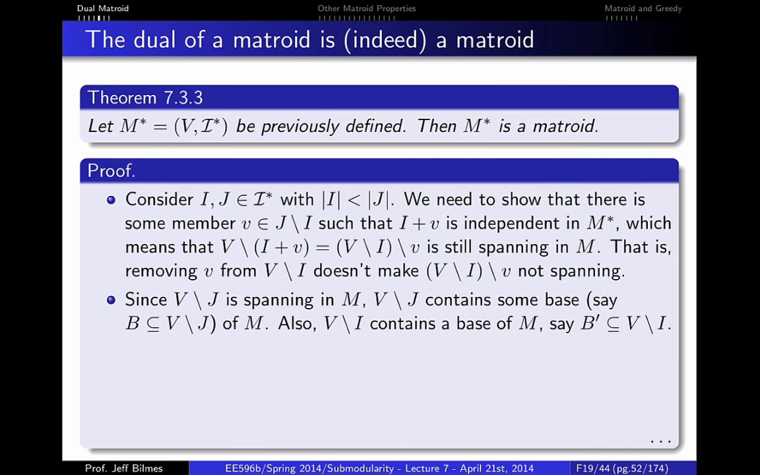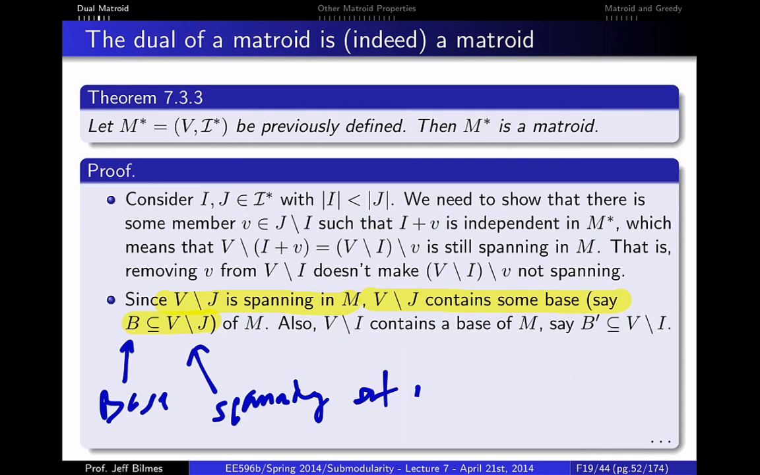Okay, so we know that J is independent, and since J is independent, we know that V except for J is spanning in the primal. By it being spanning in the primal, it must mean that it is either a base or it contains some base. So let's say that B is that base, a base contained in this spanning set V except for J. So B is a base, and V except for J is a spanning set in M.